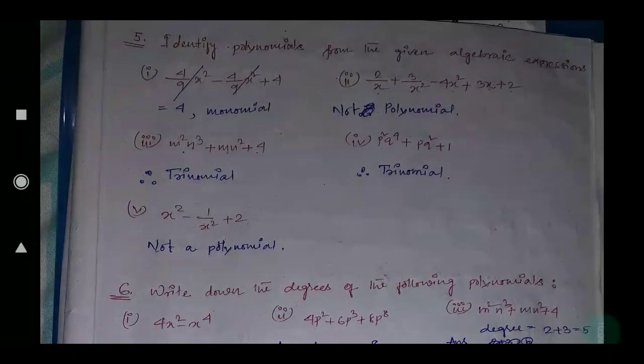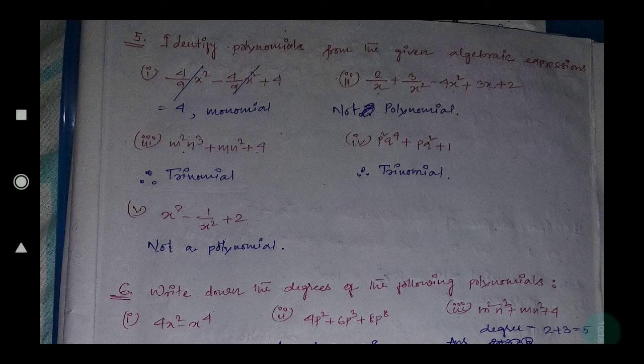See question number 5. Identify polynomials from the given algebraic expressions. First, see question number 1: 4 by 9 x square minus 4 by 9 x square plus 4. One is plus 4 by 9 x square, another one is minus 4 by 9 x square. So these two will get cancelled. If you cancel, what is remaining now? Only 4. That means 4 is there. How many terms? 1 term. That means it is monomial.